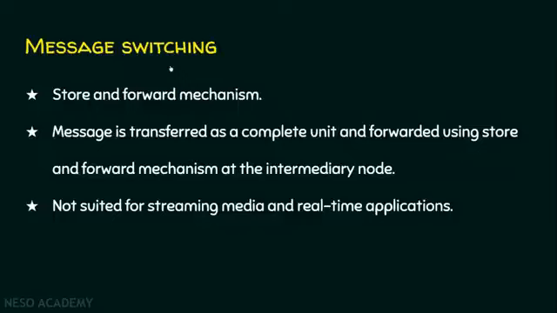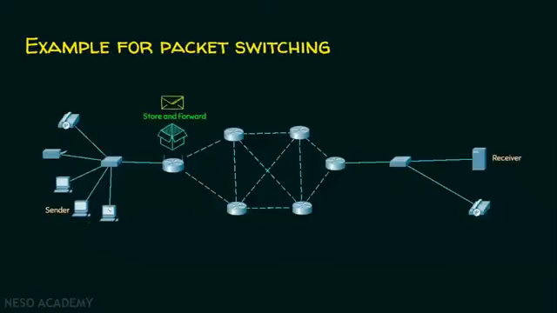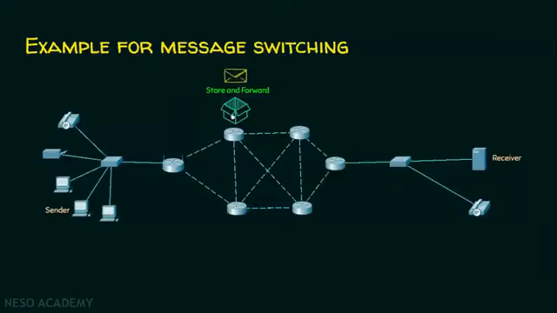We will see an example now. It will be clear for you. Suppose this is the sender and this is the receiver. If the sender wants to send a message, this big message is broken into individual pieces. And finally, all the individual pieces are collected and stored here. After getting the complete message, then comes the forward phase. So first it stores all the pieces and then it forwards. So the complete message is stored and then it is forwarded. This is an example for message switching. And if you observe, the message has reached the receiver now.